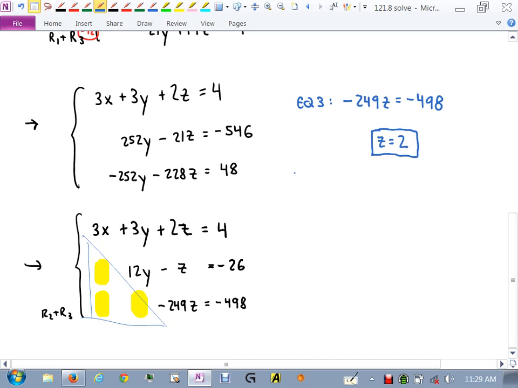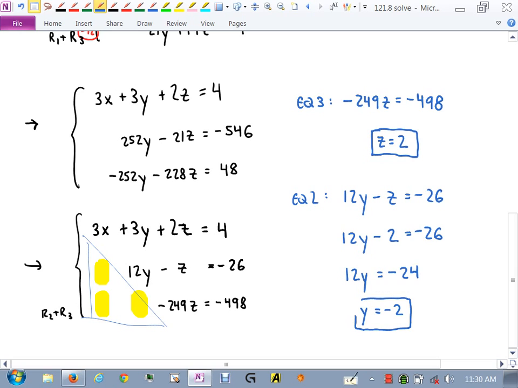Understand? Now I go to equation 2, or row 2, which is 12y minus z equals negative 26. I replace z with 2. And that gives me 12y equals what? Negative 24, because I add 2 to both sides. And that means y is negative 2. Oh, man. This is great. No fractions. And then to get the last one, I go to equation 1.